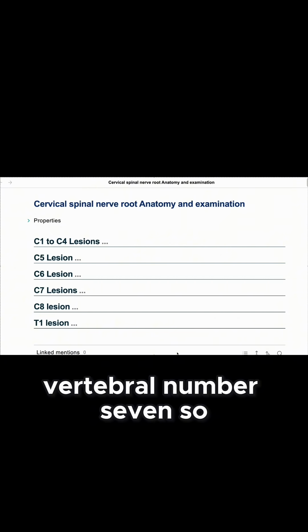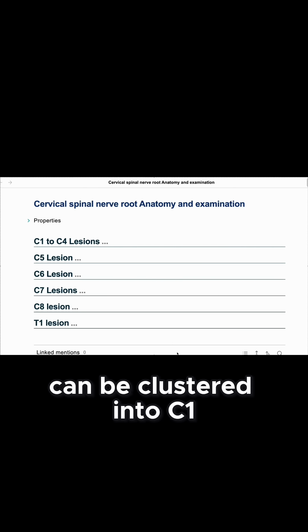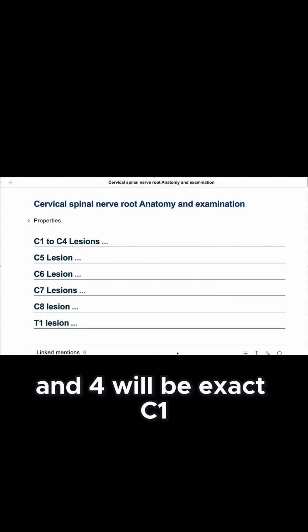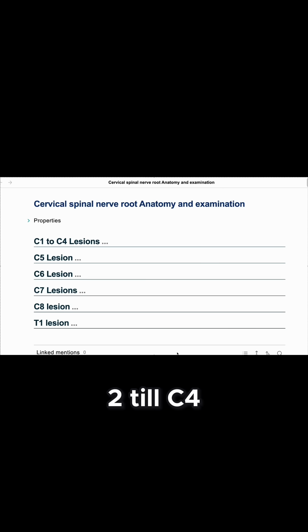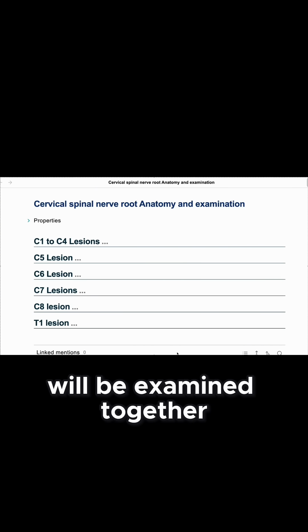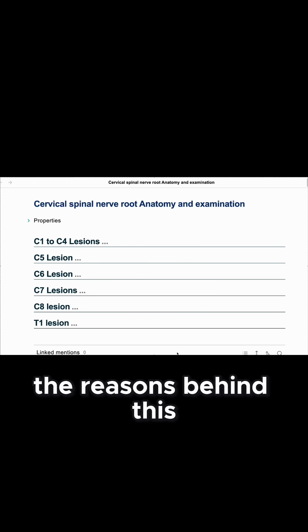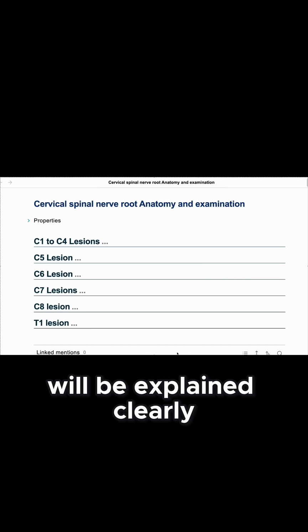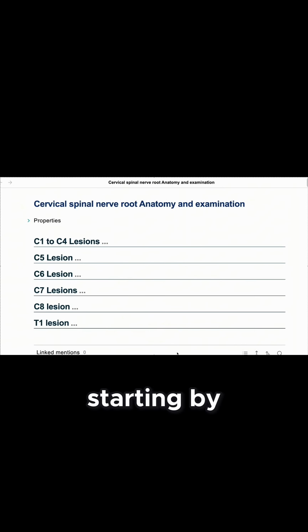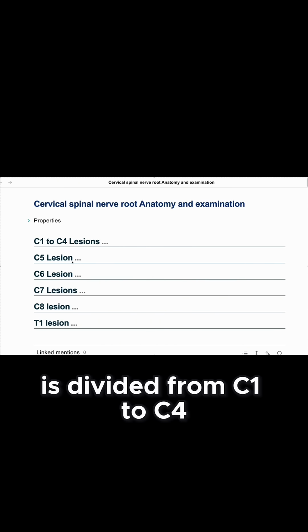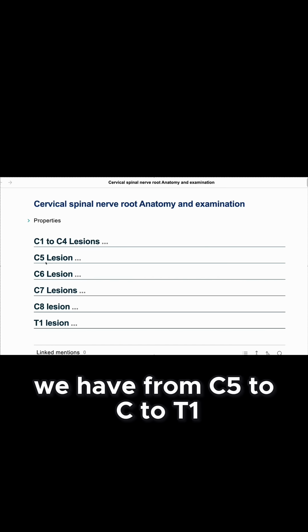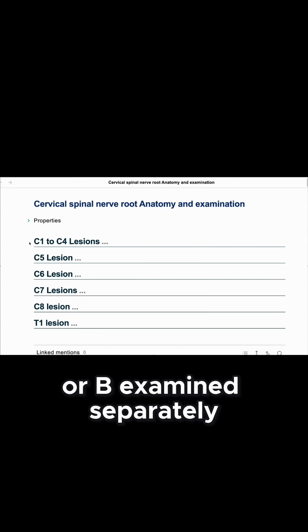So the examination can be clustered into C1 to C4, which will be examined together, but from C5 to T1 will have to be examined separately, and the reasons behind this will be explained clearly in this video. So starting with the outline of the lecture, as you can see, it's divided from C1 to C4, and also we have from C5 to T1 which will be examined separately.